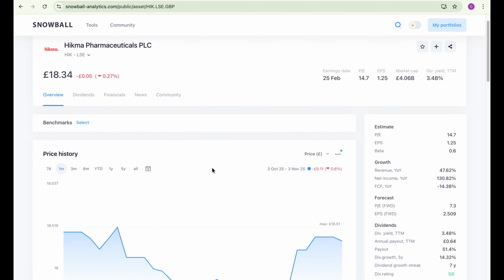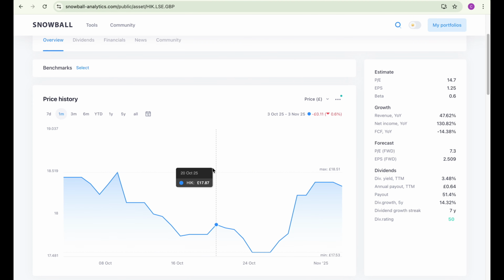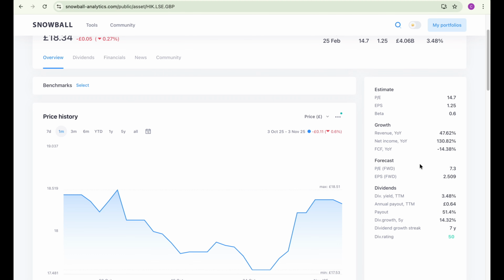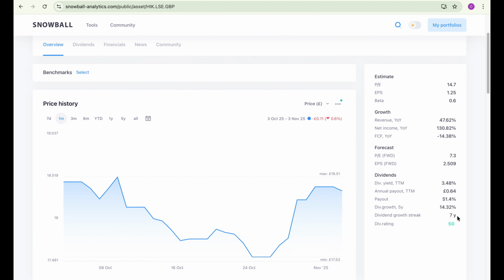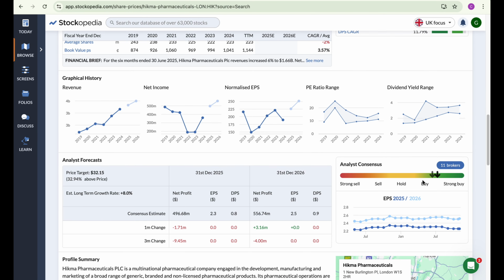Over the past month, it's basically flat, being down 0.6%, and they have a phenomenal 5-year dividend growth rate at 14.32%, with a dividend yield that currently sits at 3.48% and a very nice 7-year dividend growth streak. Year to date, they are still down around 8%, and that's exactly why I want to take advantage of the current price. Right now, the analyst consensus is that it's between a buy and a strong buy, with a price target at $32.15, which is around 33% above the current price.